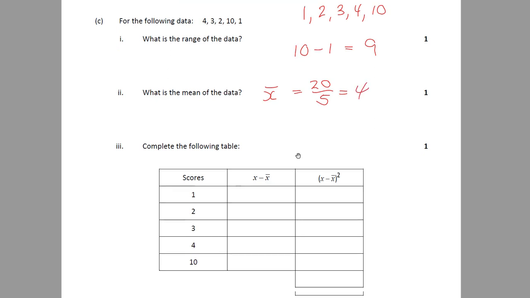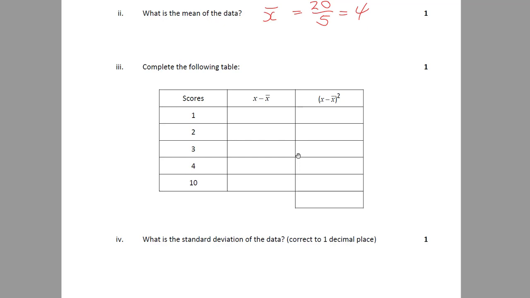Complete the following table. It's got the scores already listed, 1, 2, 3, 4, 10. And it says x minus x bar, which means, well, what is x bar? 4. This may as well say, get your mean and take 4 off it. Get your score and take 4 off it. 1 minus 4 is minus 3.